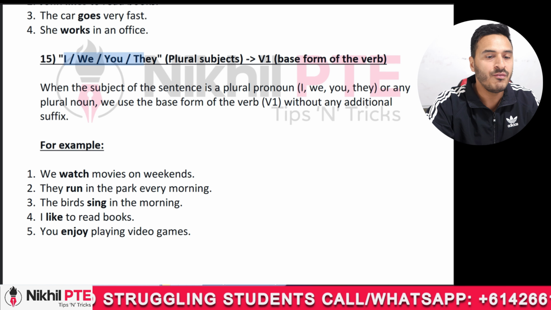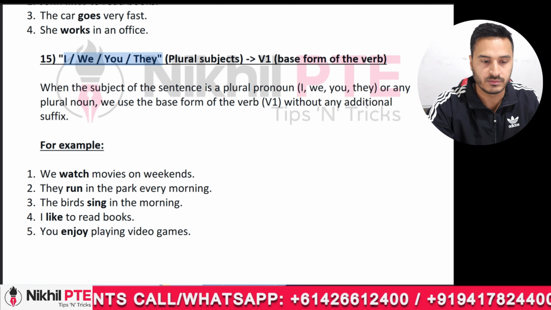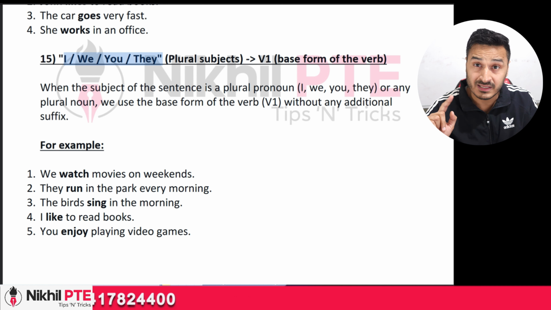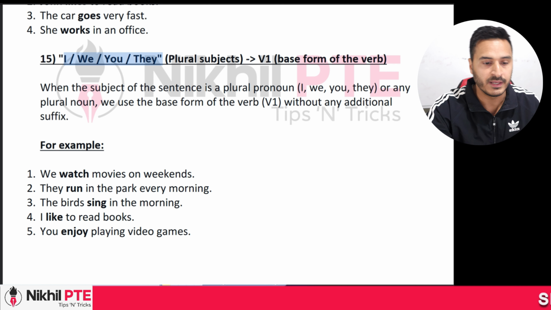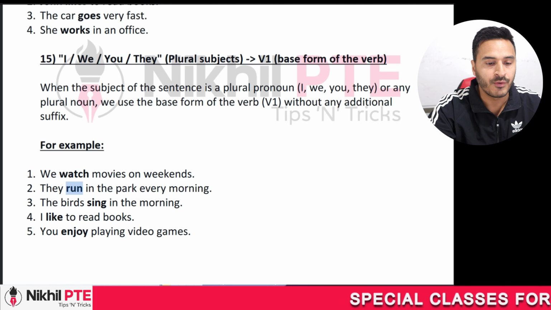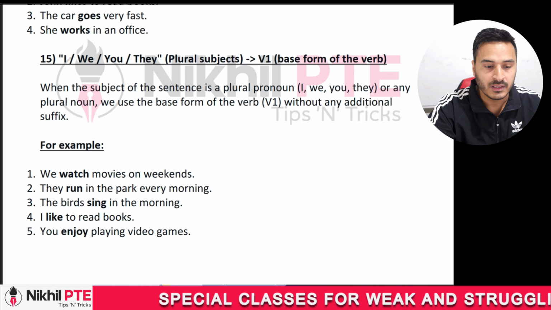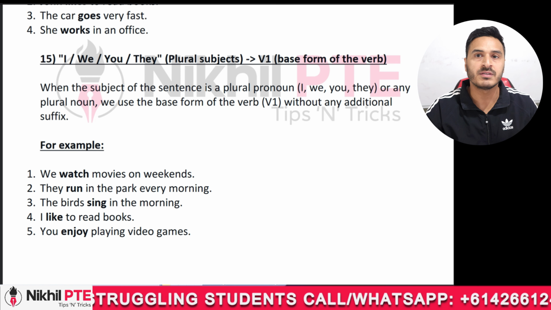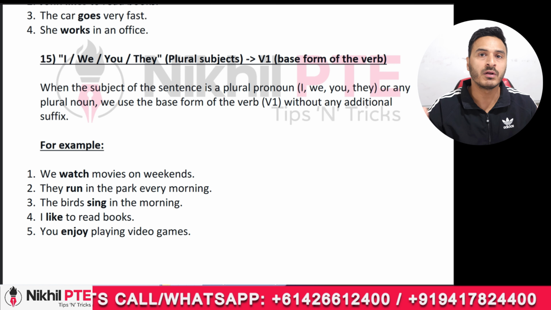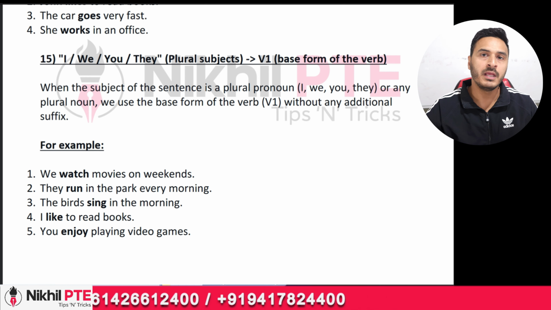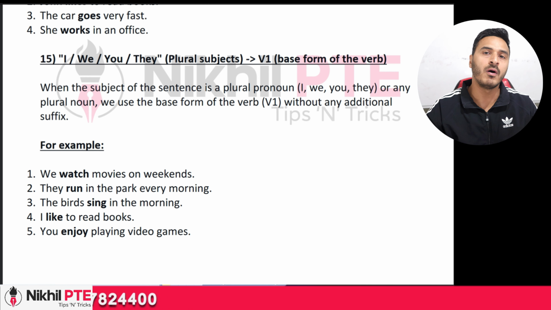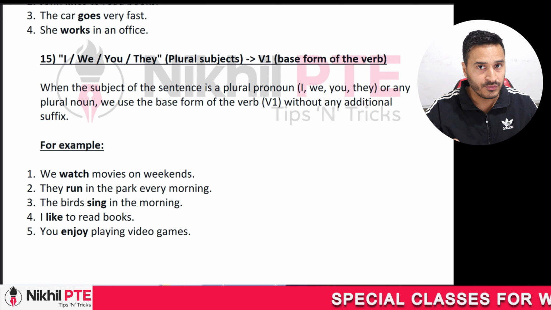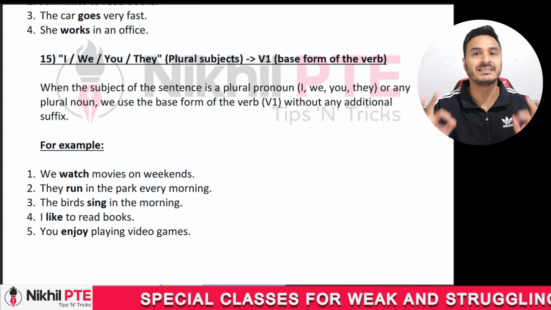Rule 15: I, we, you, they. These are all plurals. Then after them we will use only the verb. There is no "s" or "es" after the first form of the verb, guys. We watch, they run, the bird sings, I like, you enjoy. Many students make silly mistakes in writing. They don't know the grammar rules. After a plural, they use "s" or "es" with the first form of the verb. So these are the basic grammar rules for PTE reading fill in the blanks and for the writing section as well.